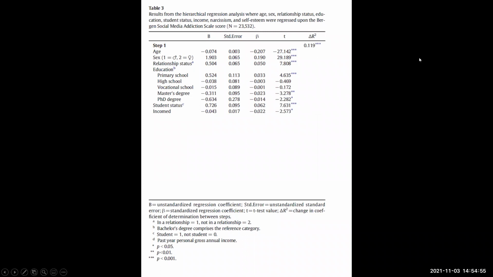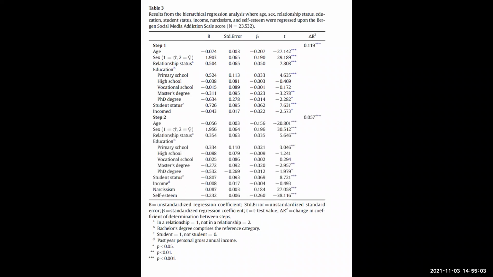Again, you have to use your judgment call, see what people are doing in the journal and in your field. So they've put not one model, but two models. The second step or second model includes the two special variables that they tested, narcissism and self-esteem. And you can see that these were statistically significant, but the coefficients are small. So the effect of these variables on addiction is very small.